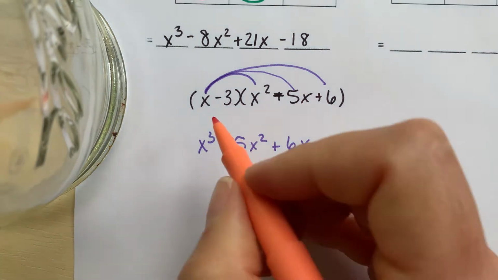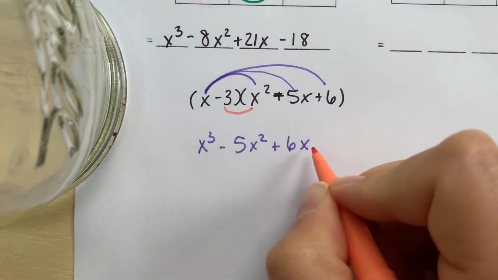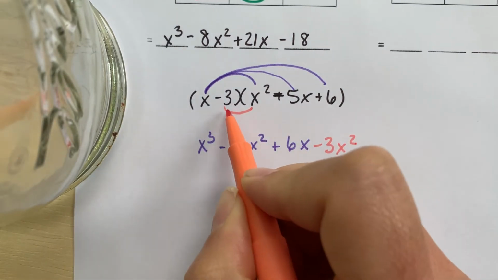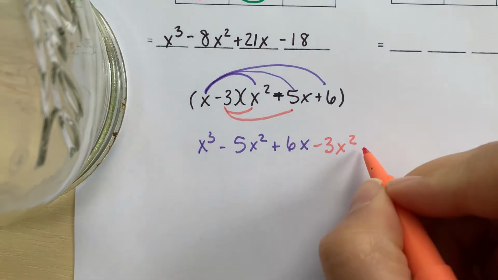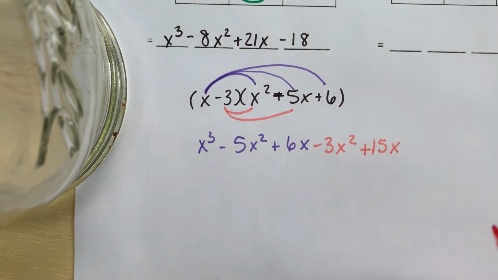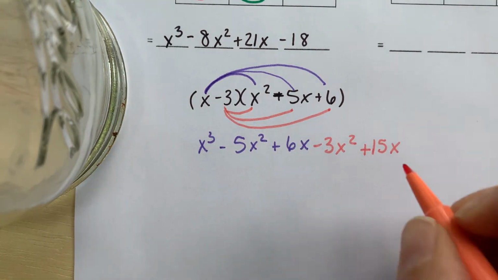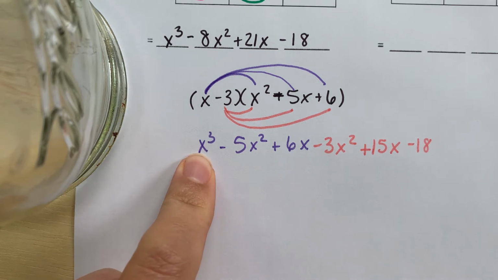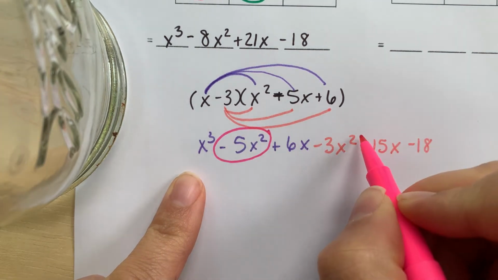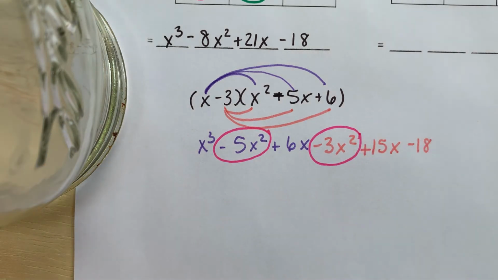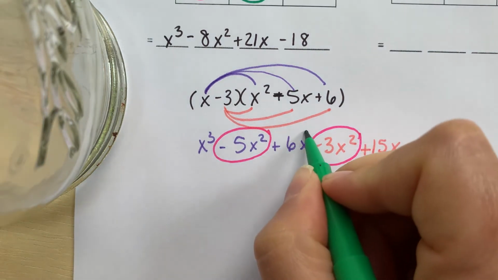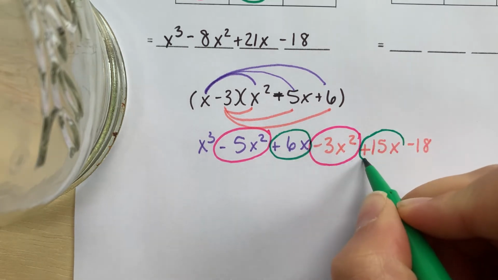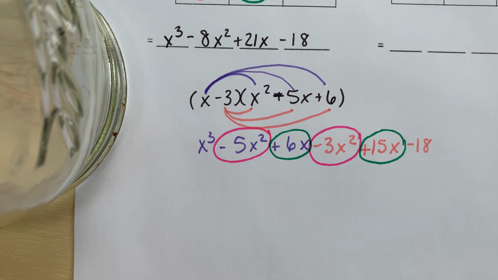Then I'm going to do negative 3 times x squared, which is negative 3x squared. Negative 3 times a negative 5x is a plus 15x. And negative 3 times 6 is negative 18. Then we have to combine any terms that are exactly the same. I don't have any other x cubes, but I do have another x squared, and I do have another x. Notice that I'm only combining the x squared and the x squared, and the x and the x. They have to be combined separately.